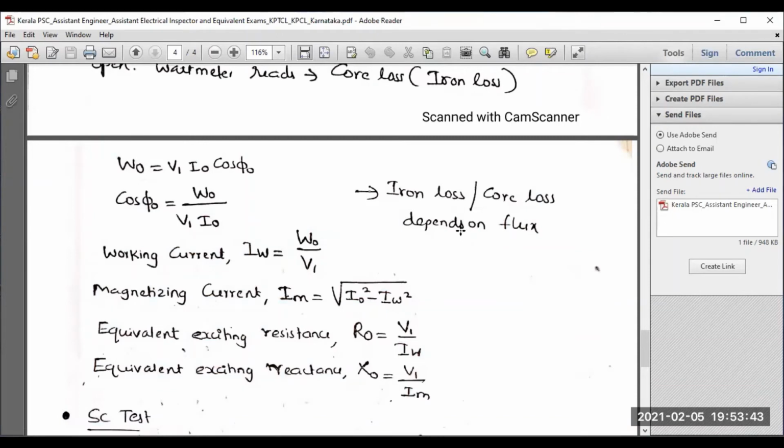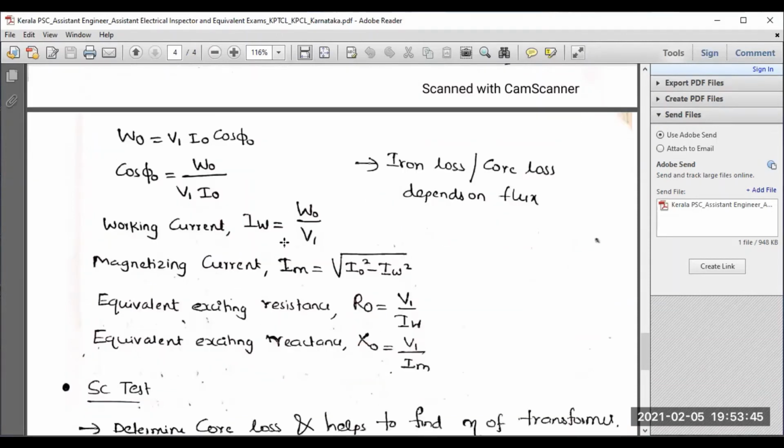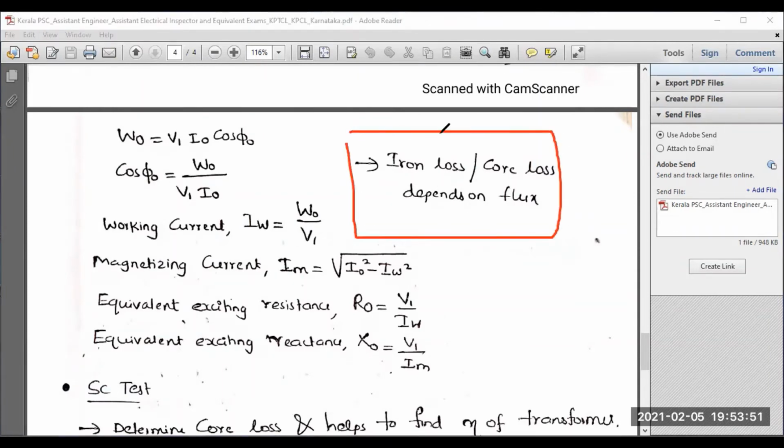That is iron loss or core loss. It depends on the magnetic flux. Iron loss or core loss will be directly dependent on magnetic flux. This is a very, very important point. Please note this. Iron loss will be directly dependent on the magnetic flux. Questions can be asked on this. Working current can be written as W naught by V1. From that you can calculate magnetizing current, square root of I naught square minus IW square. Okay, working component, working current.